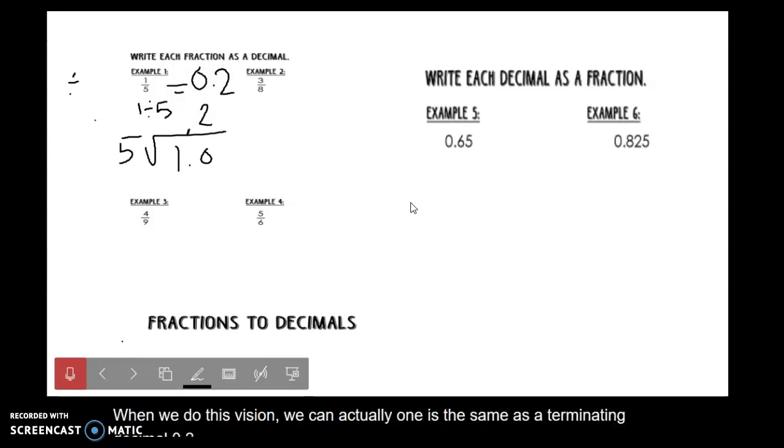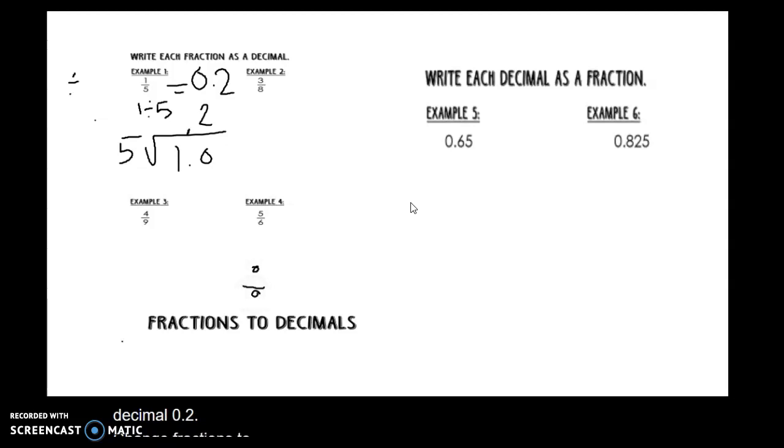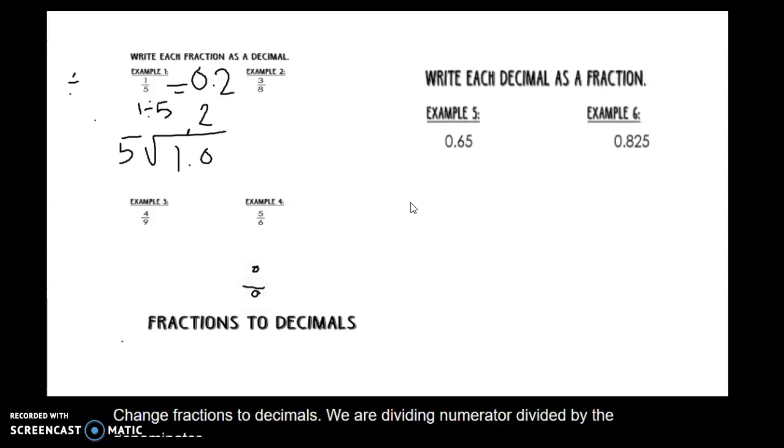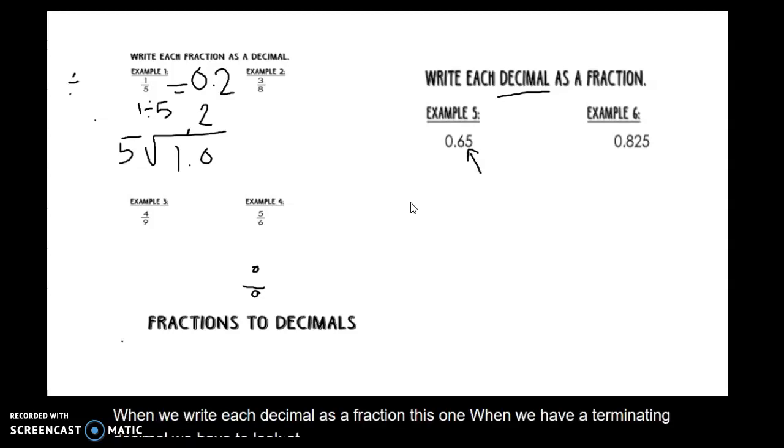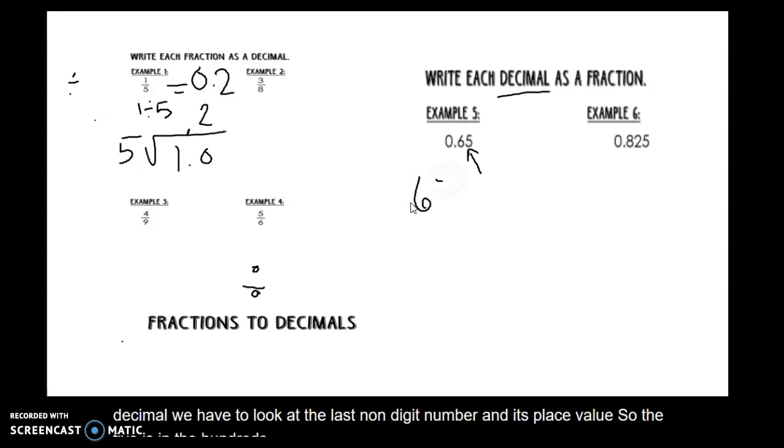To change fractions to decimals, we are dividing the numerator by the denominator. When we write each decimal as a fraction, when we have a terminating decimal, we have to look at the last non-zero digit and its place value. So the 5 is in the hundredths. That means this is 65 hundredths, or 65 over 100.